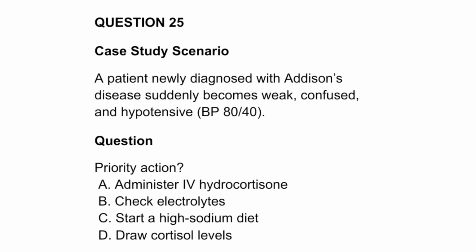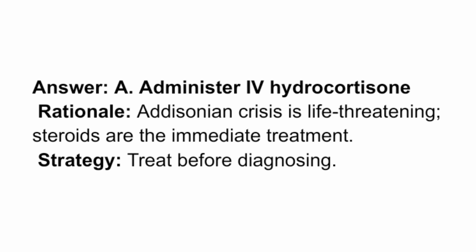Question 25. Case study scenario. A newly diagnosed patient with Addison's disease suddenly becomes weak, confused, and hypotensive. BP 80/40. Question: priority action. A. Administer IV hydrocortisone. B. Check electrolytes. C. Start a high sodium diet. D. Draw cortisol levels. Answer: A.